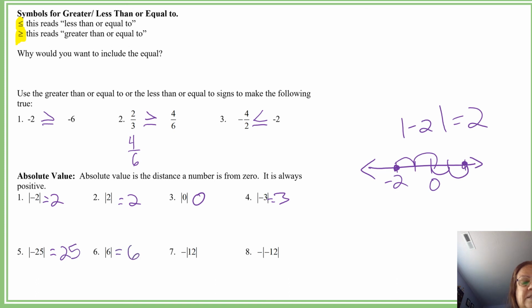Now, since the negative is outside the absolute value symbol, this is actually -12. The absolute value on number 8 turns that -12 into 12. So now it's -12, absolute value of 12. So that just gives me -12. Okay, absolute value, greater than, less than, greater than or equal to, less than or equal to, fractions. You learned a lot today. All right, so go work on your homework.